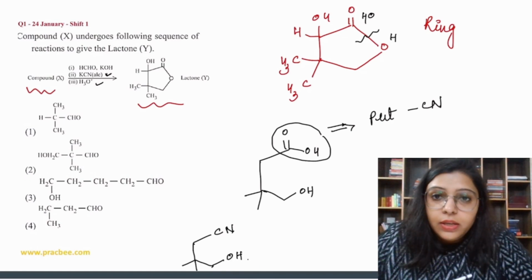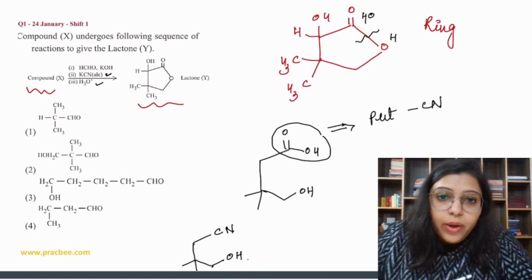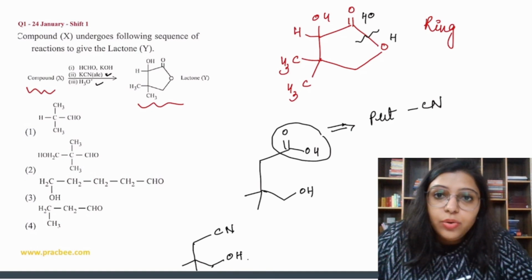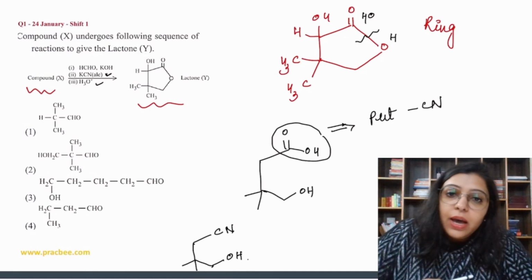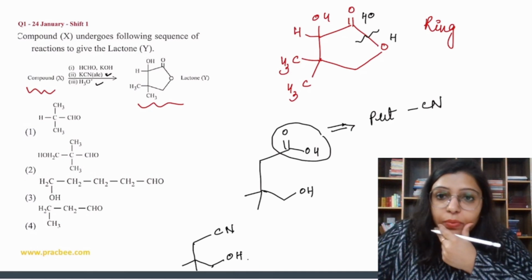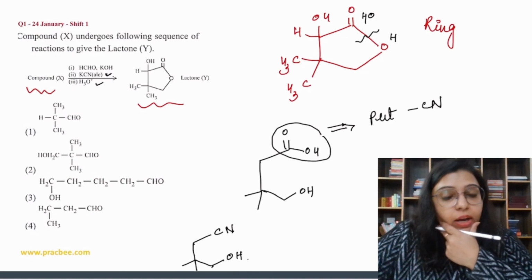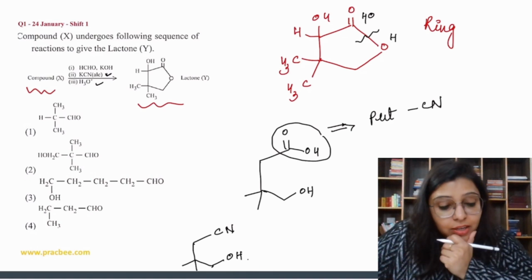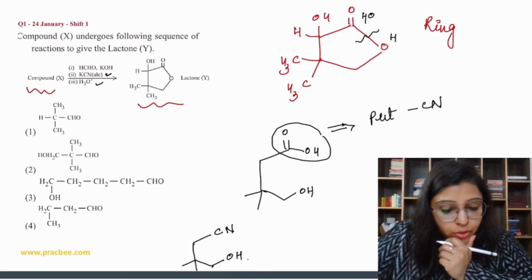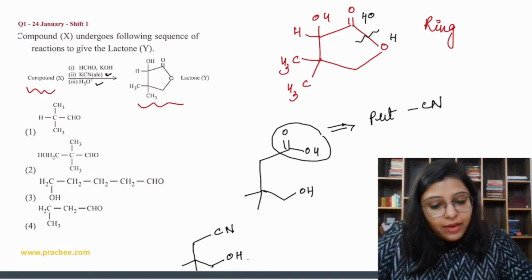Clear? Okay. Now we have HCHO and KOH, right? HCHO and KOH. How to do this? What should be the product? Yeah, what should be the reactant? So in this question now, first what we are going to check is how many carbon atoms we have over here.